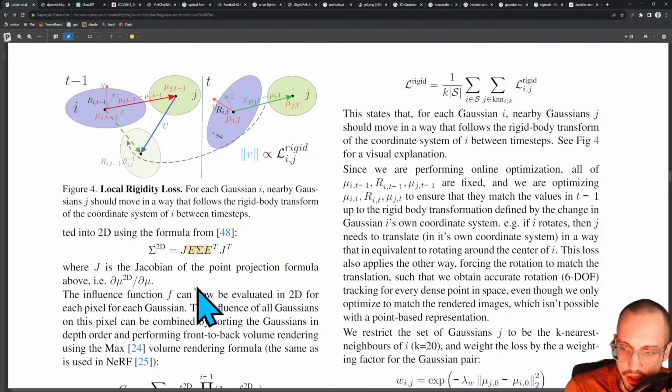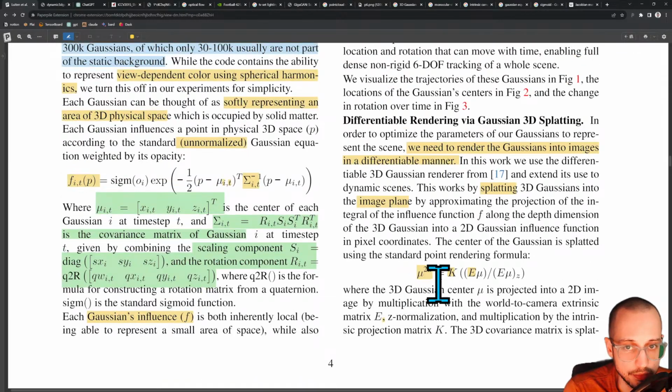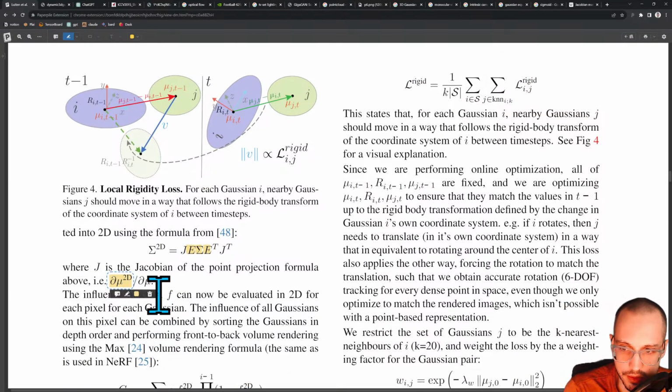Point projection formula above. So here they're taking the partial derivative of this 2D point projection formula with respect to the point itself. The influence function f can now be evaluated in 2D for each pixel for each Gaussian. So you can get the total amount of influence, or the contribution, of that specific Gaussian to that specific pixel, for any pixel and any Gaussian.